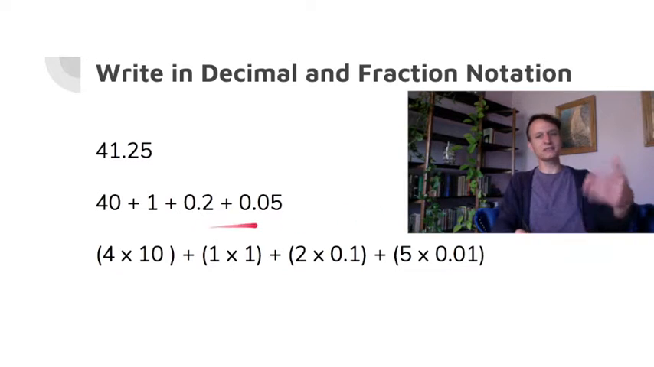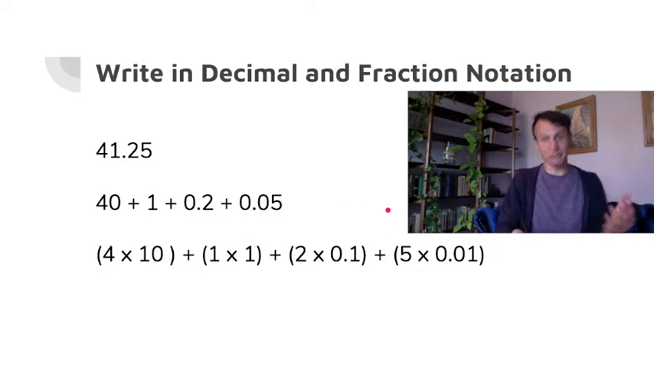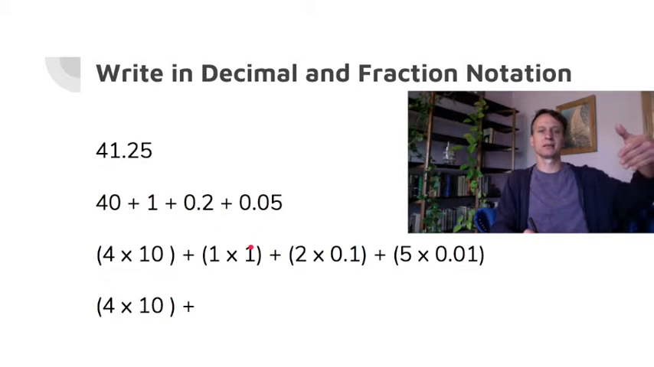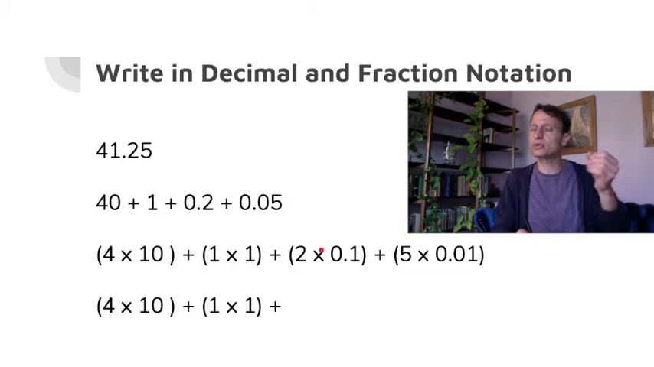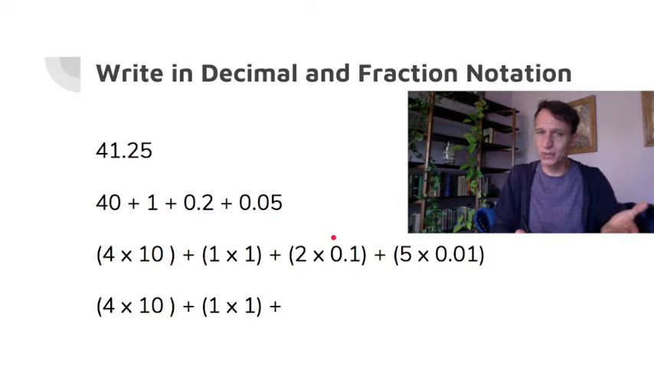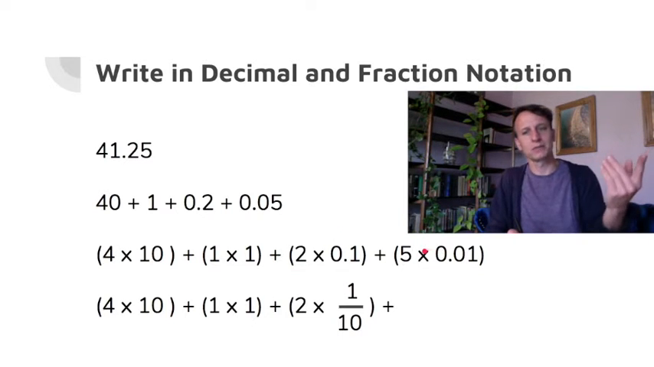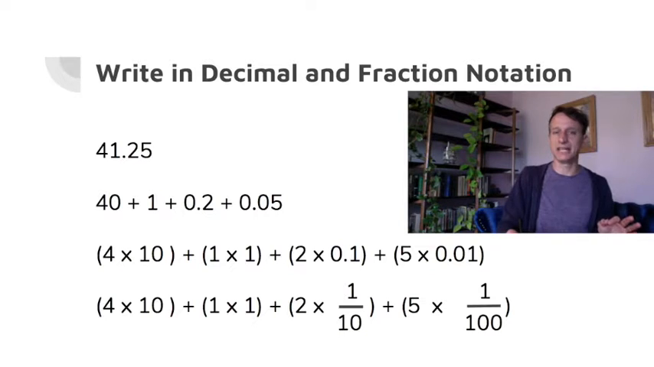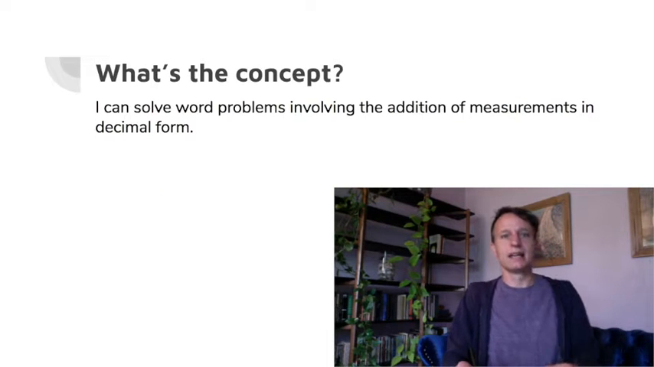Very good. Now in fraction form, it's going to be the same thing, right? But different in that it's fractions. So 4 times 10 plus 1 times 1 plus 2 times, again, we'd say 1/10, but write it in fraction form, plus 5 times 1/100th in fraction form. Yummy. Delicious. Now we get into it.